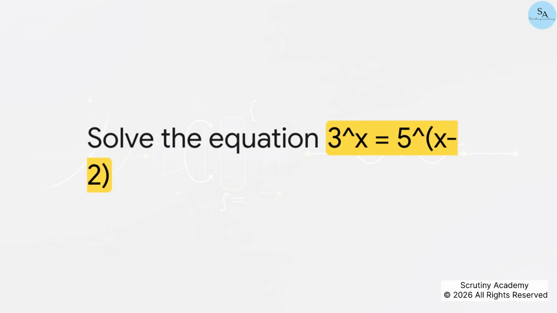Solve 3 to the power of x equals 5 to the power of x minus 2. What are we given? An equation with variables in the exponents and completely different bases. What is asked? To isolate and solve for x. Now what makes this scary is that we have an x trapped in the exponent on both sides of the equation. But we can totally tame these different bases by using common base 10 logarithms on both sides.